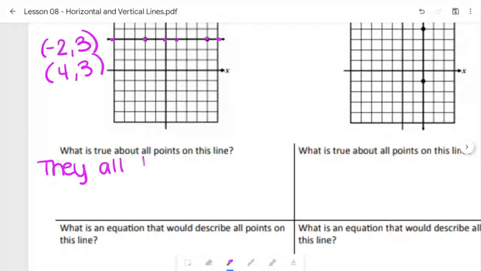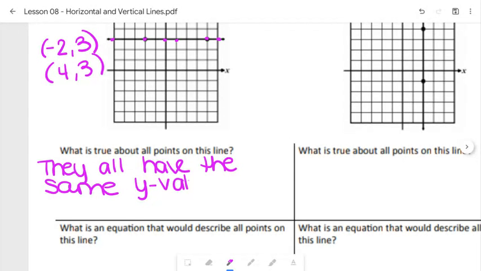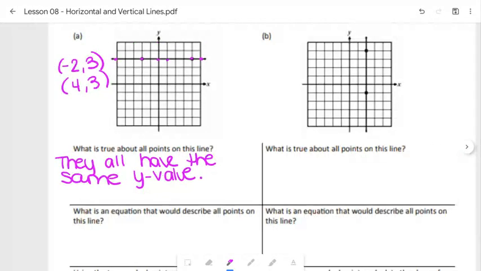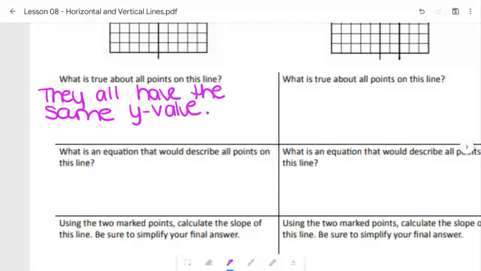They all have the same y value. So the y coordinate of every one of those points is going to be 3. And just like I said, every single coordinate has y equal to 3. So the best way to make that equation is just to say that y is equal to 3, because every point, no matter what I have, has y equal to 3. The x's are changing because we're going left and right, but it's not going up or down at all.